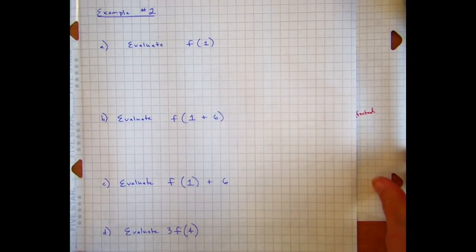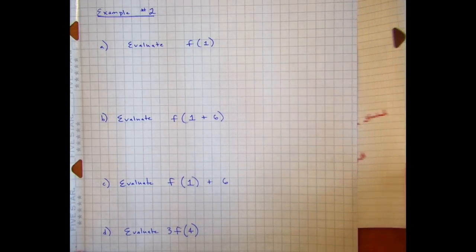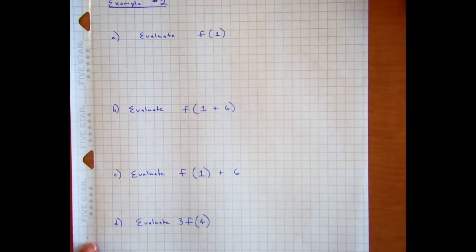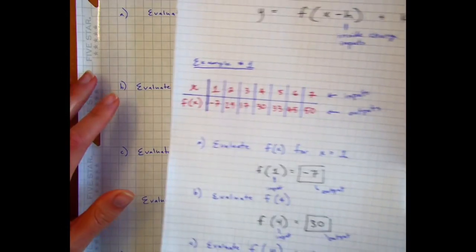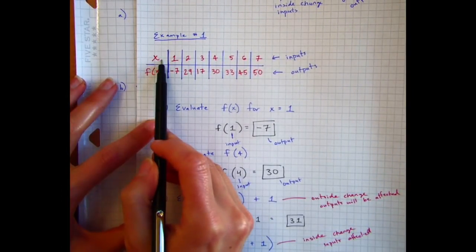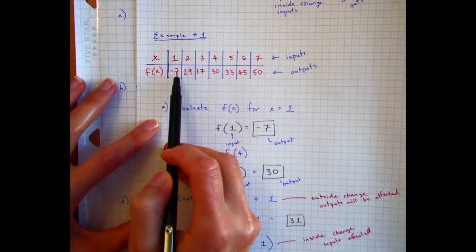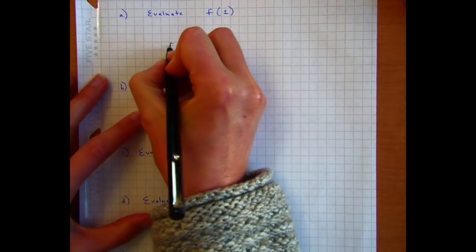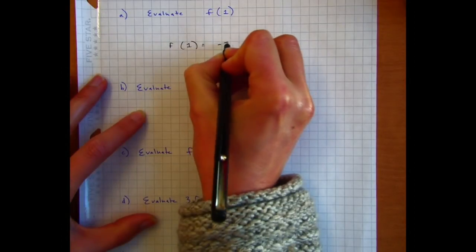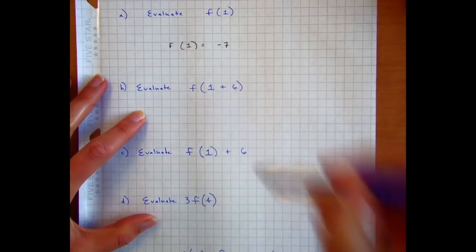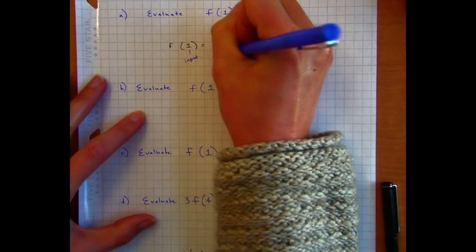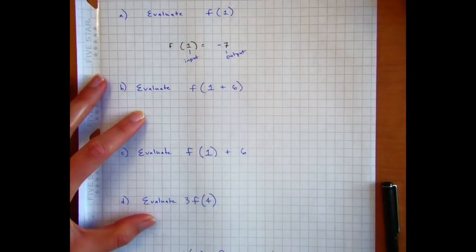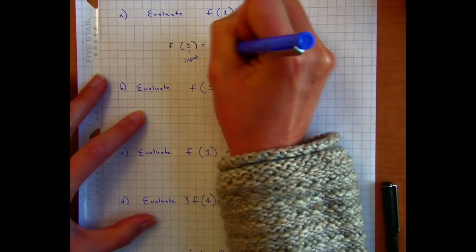Okay, so using the same table, I'm going to start by evaluating f of 1. Looking at my table, f of 1, when the input is 1, the corresponding output value is -7. So f of 1 equals -7. There's the input from my table, there's the output from my table.